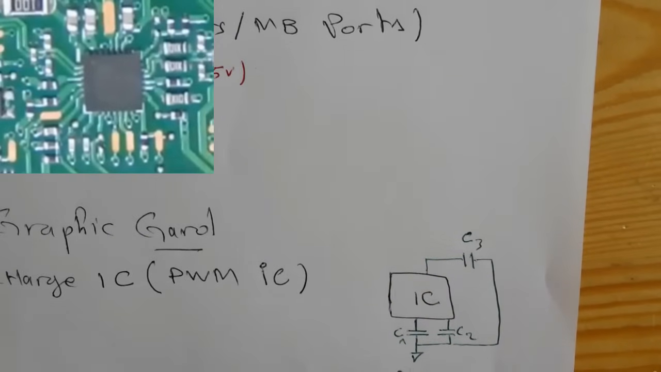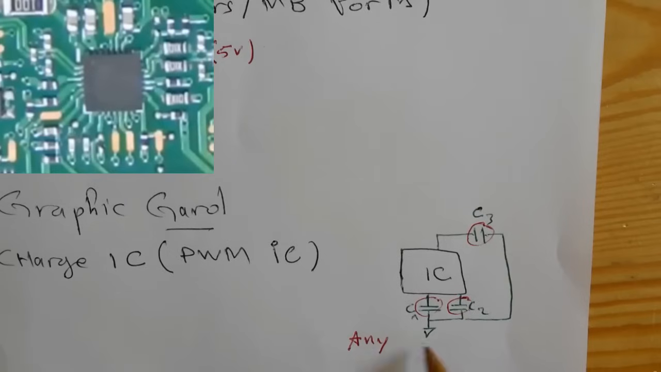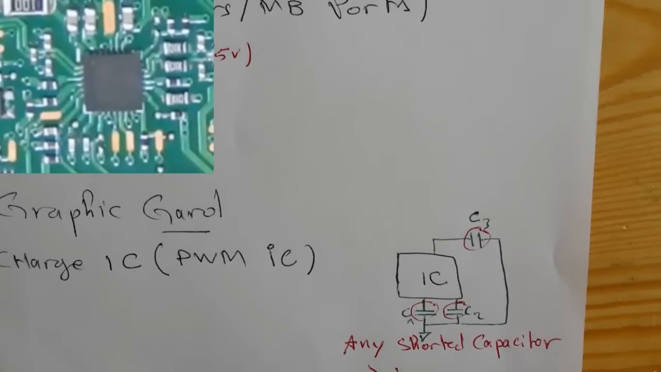Okay, so if you find any shorted capacitor, it means the IC is shorted to the ground. If you find any shorted capacitor, it means the IC is bad. This is a very important piece of information and a very important tip that every technician should know. This is a secret of hardware repairing. Any shorted capacitor means the IC is shorted.